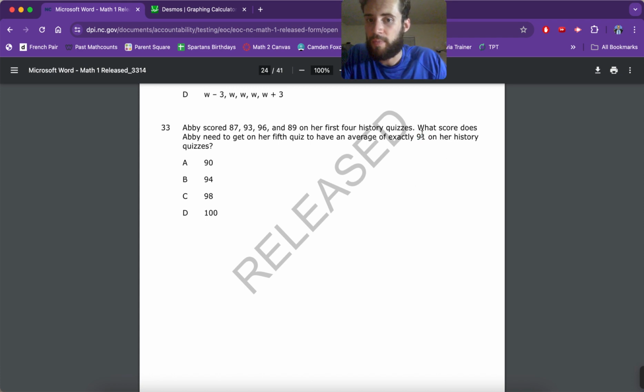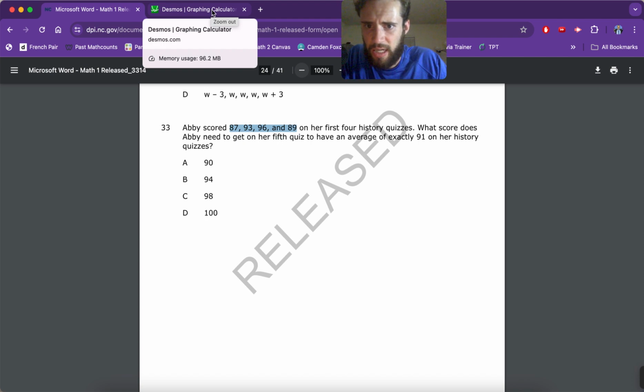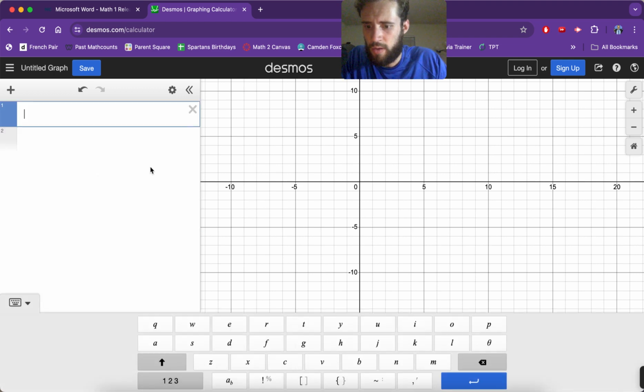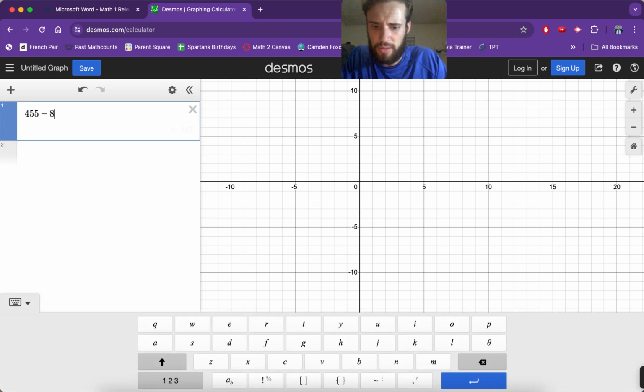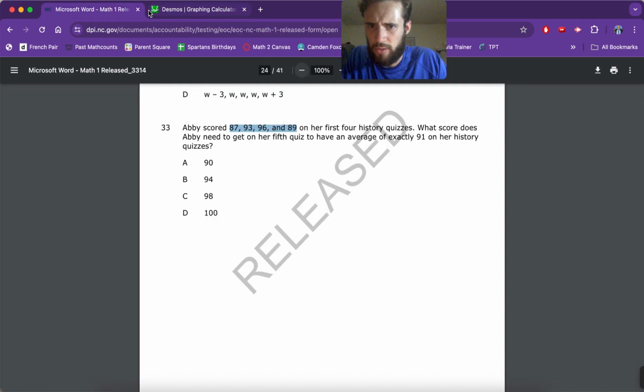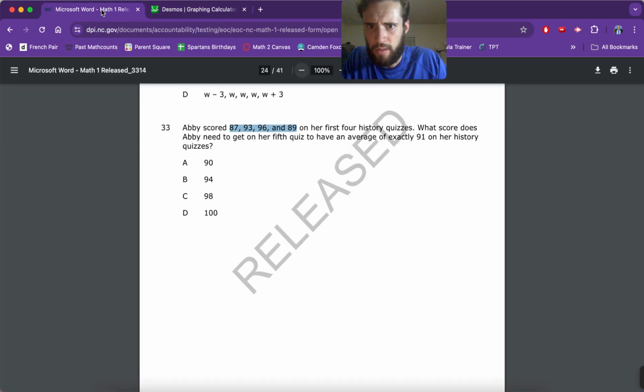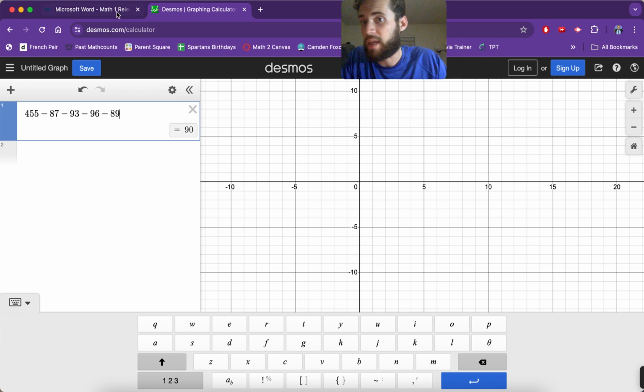So 455. And then you just subtract the 4 quizzes that are already done, right? Those scores can't change. So 455 minus 87 minus 93 minus 96 minus 89. Let's delete all this stuff. So 455 minus, I think it was 87, 93, 95, and something else. Let's see. Oh, no, there's no 95. 87, 93, 96, 89. Is that right? 89. Yep, so 90.